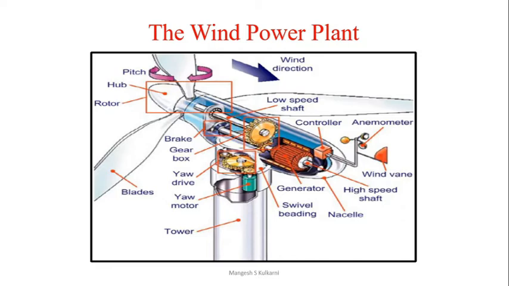Eventually, if the wind speed increases further, the control system shuts down the wind turbine to prevent damage to the machinery in the power plant. This cutout wind speed is usually around 25 meters per second.